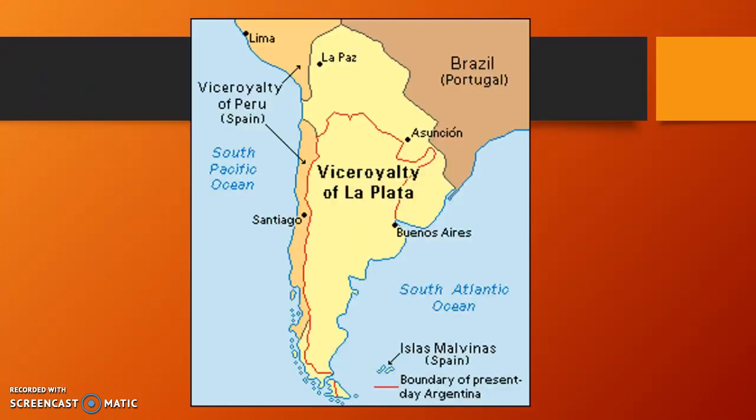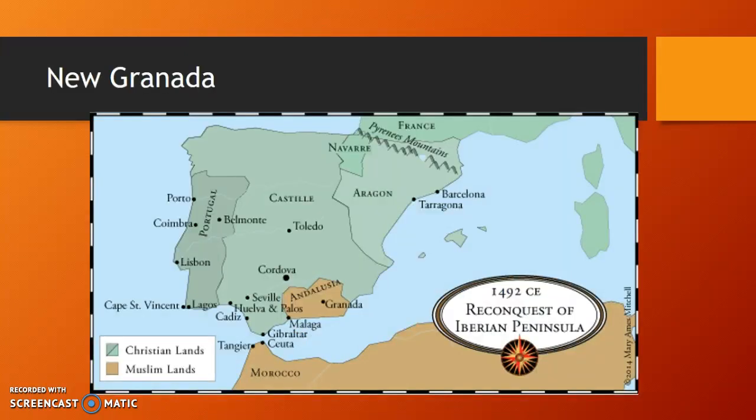So you can see another map here. This is kind of in southern South America, and where this was. So you see how they moved from the Inca Empire south in this conquest.